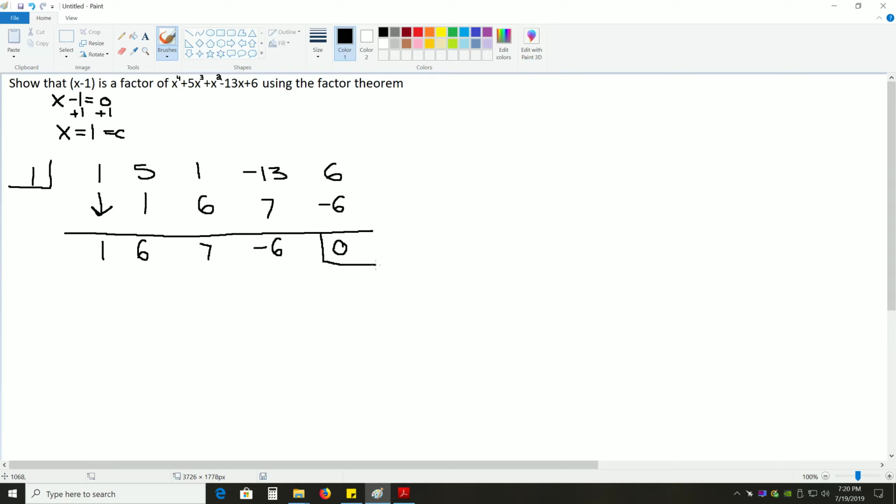So since the remainder is 0, that means x minus 1 is a factor of the original polynomial. And that is the factor theorem.